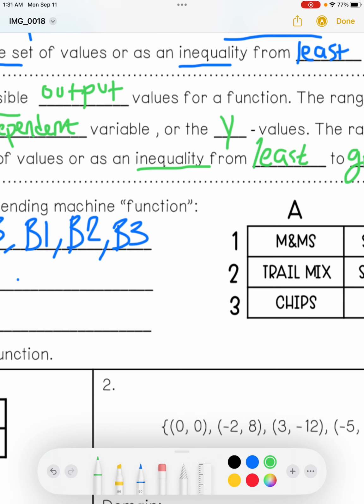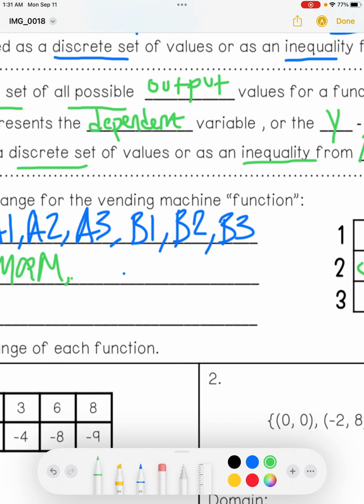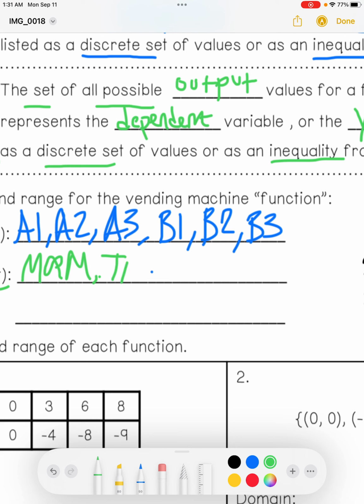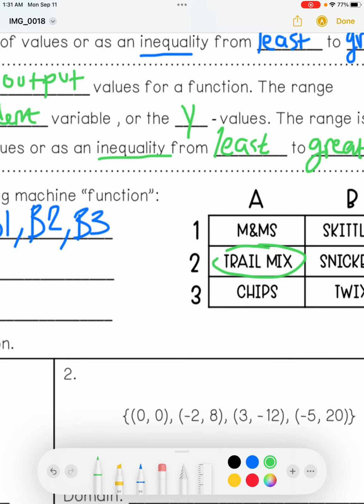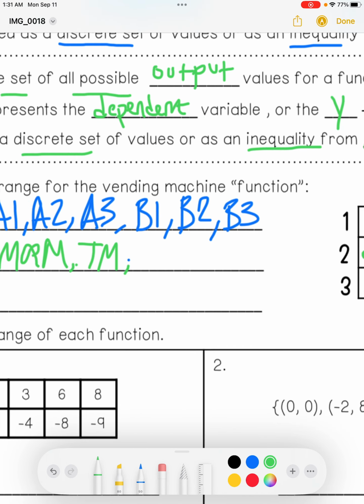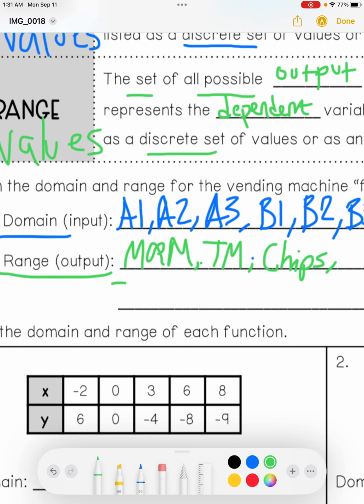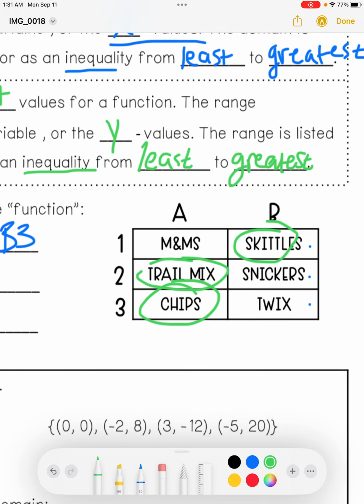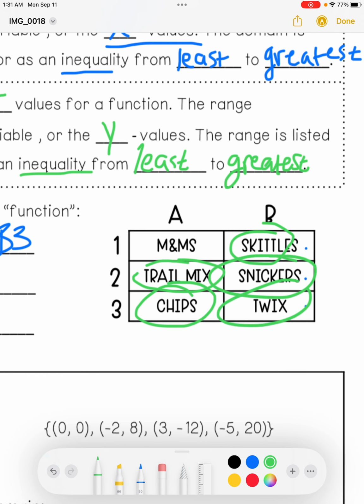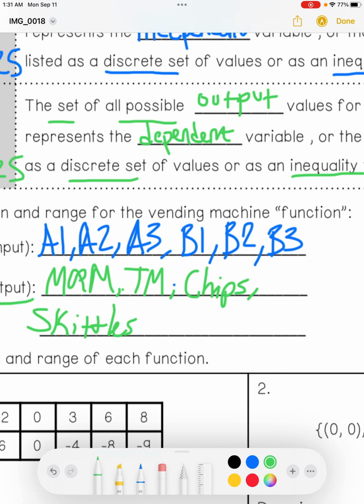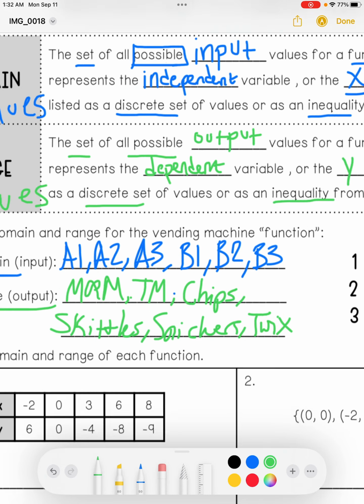And if I go to A2, well, I get trail mix. So I'm just going to put TM for trail mix. If I go to A3, I'll get chips. If I go to B1, it will give me Skittles. If I go to B2, I get Snickers, and then B3 is Twix, so we said Snickers and Twix.